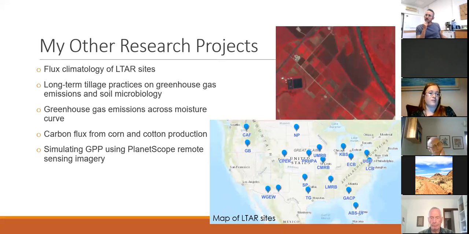That's not going to be part of the DSAT portion of HYPROP, but we're going to be doing greenhouse gas emission monitoring throughout the soil moisture curve evaluation with the HYPROP. And then again, I'm still looking at carbon flux from corn and cotton production. So you saw the water vapor data, but I'm doing similar work with carbon flux, sorry. And then I've also done a bit of work simulating GPP using satellite remote imagery.